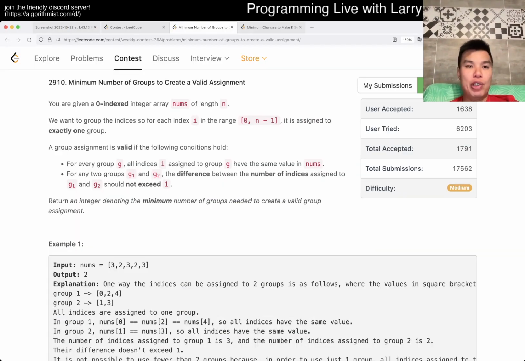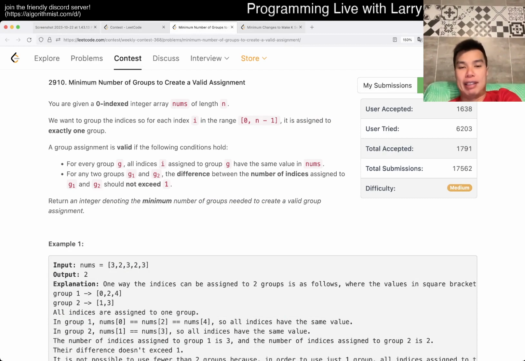This is me going over the weekly contest 368, problem three: Minimum number of groups to create a valid assignment.